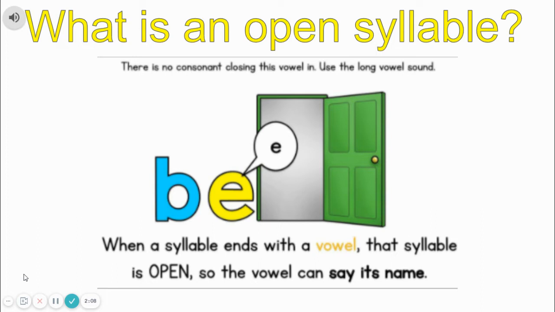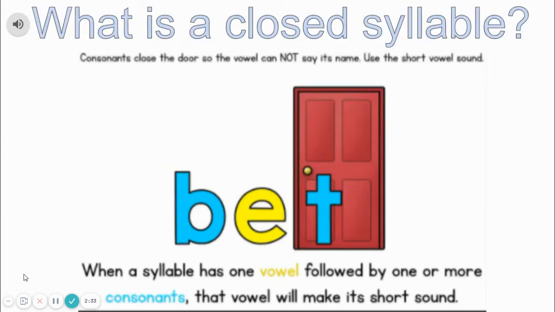What is an open syllable? When a syllable ends with a vowel, that syllable is open, so the vowel can say its name. In the picture above, the word be is open because it ends with a vowel. There is no consonant closing the vowel in. Use the long vowel sound. Be.